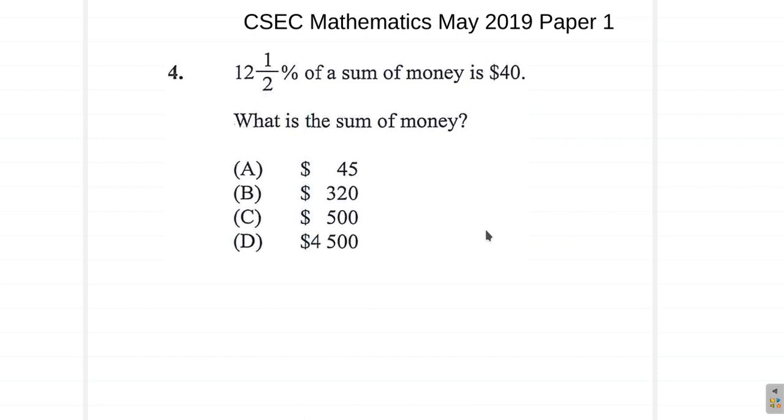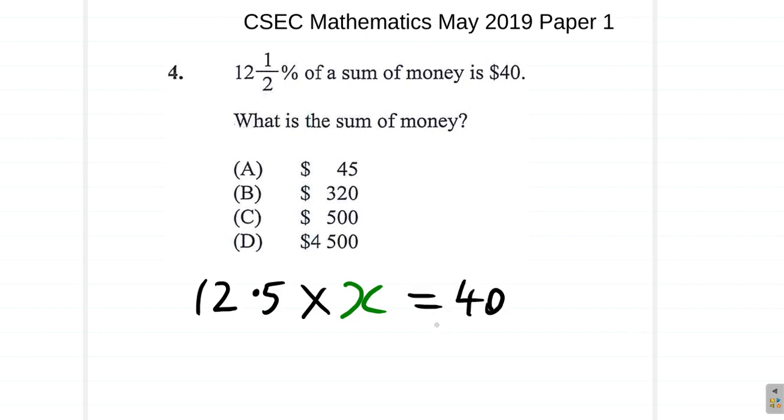Here, 12.5% of the money is $40. We don't know what the money is, so let's call it X. So 12.5%, call it 12.5, of X, whatever X is, equal to $40. You see that?